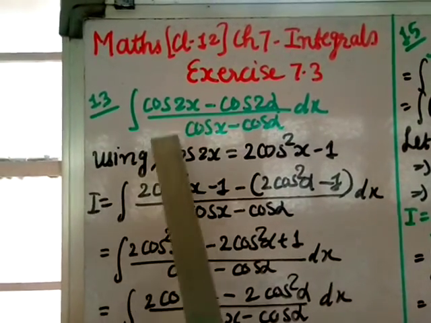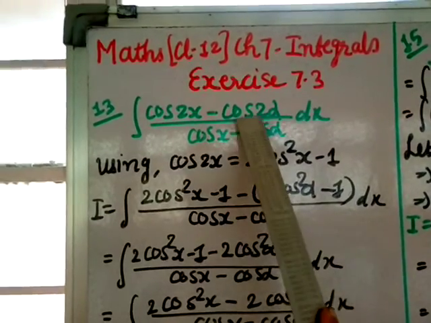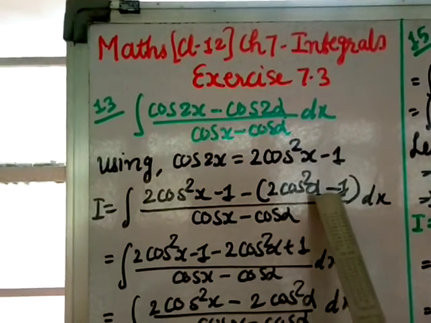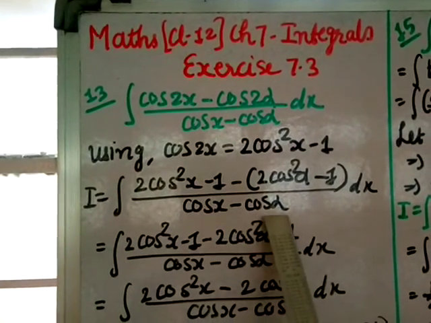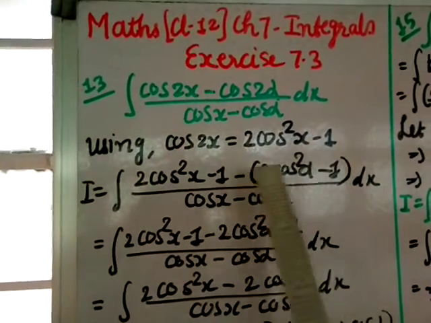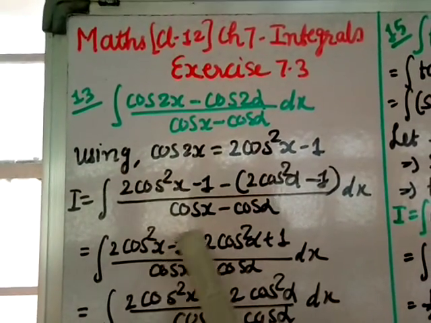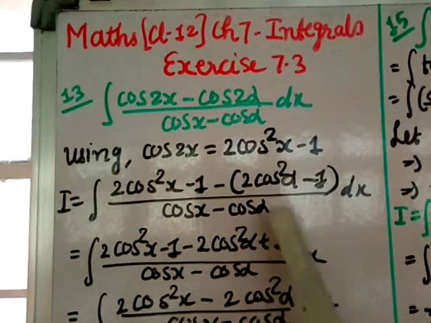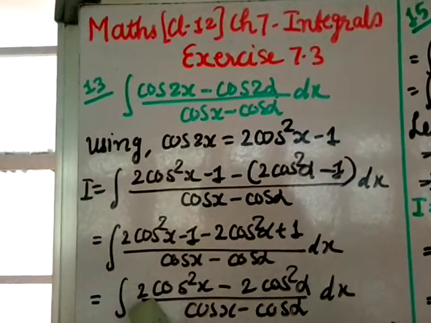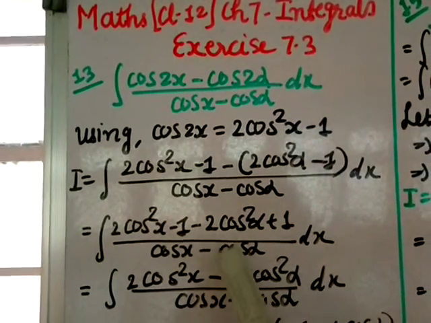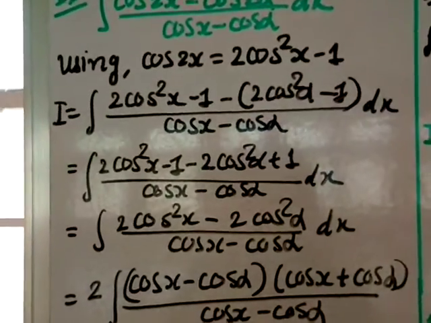I is equal to the integral of (2 cos square x minus 1) minus (2 cos square alpha minus 1), divided by the denominator as it is, cos x minus cos alpha, dx. Open the bracket. So 2 cos square x minus 1 minus 2 cos square alpha plus 1; the minus 1 and plus 1 cancel, so here remains 2 cos square x minus 2 cos square alpha, dx divided by cos x minus cos alpha.